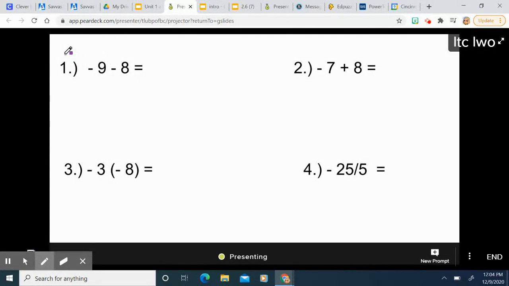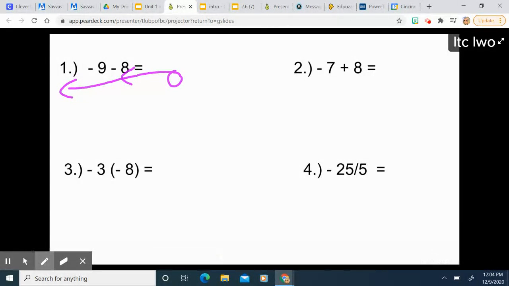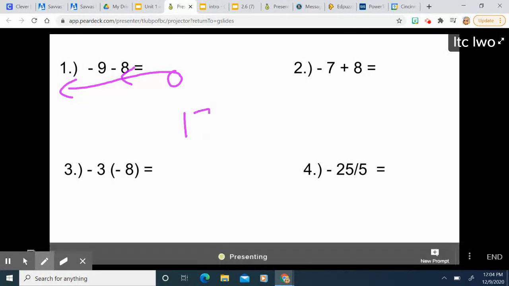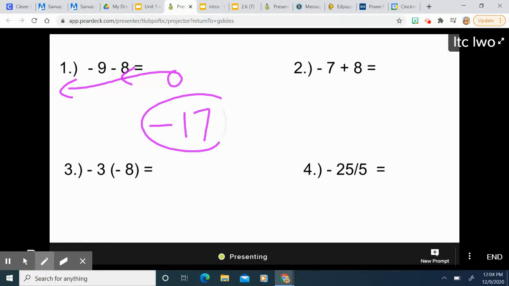So on this one, we're going the same direction. I go back 9, back 8. That means I add, even though it says subtract. 9 plus 8 is 17, and I know it's going to be negative since I went backwards.